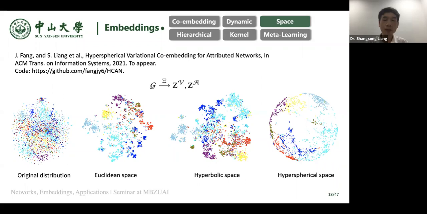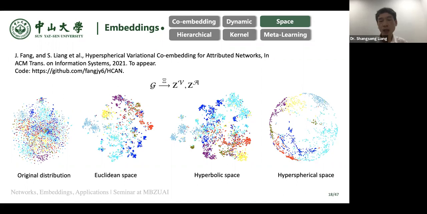For some tasks, for instance, here on your left hand side, we have the original distribution. This distribution may not be modeled very well in Euclidean space. You can see in the second figure, if we model it in Euclidean space, it is not very good. And if you model it in other spaces, for instance hyperbolic space, it does not work very well either. So we try to map the original distribution of the data into a really good space.